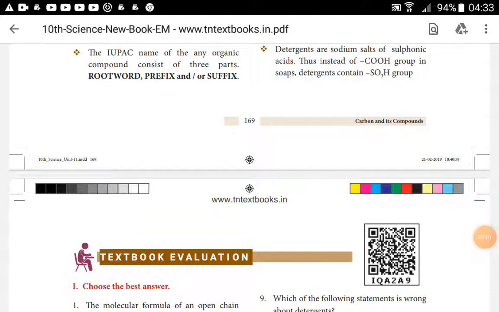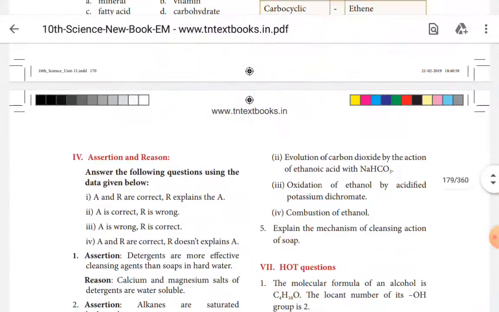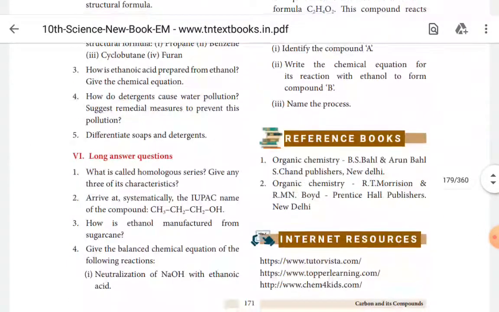Yes, my dear students of 10th standard. Nowadays we are discussing the answers for the evaluation questions in the carbon and its compounds. Now we are going to revise the detailed long answer question.